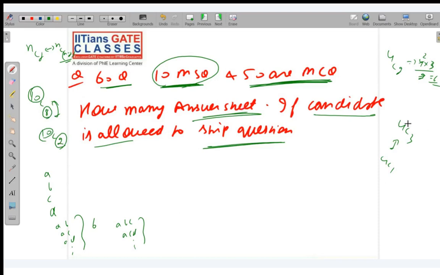So same thing: 4C3, I will say 4C1. So 4C1 is nothing but 4 only, because 4 divided by 1. I think you have got it. 4C1 is 4 only. Yes, so 4 choices will be there.